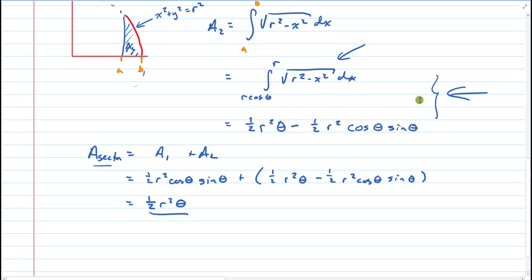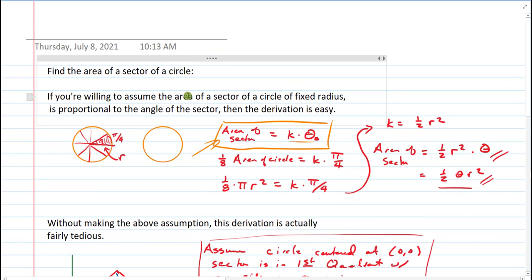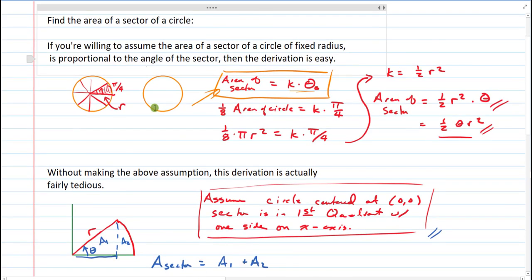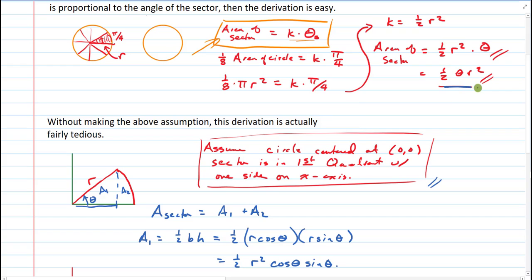So there's a quick, not complete because of this part right here, but a quick justification for that without making the original assumption that the area of a sector is proportional to the angle of that sector. Regardless, though, we end up with the correct formula.